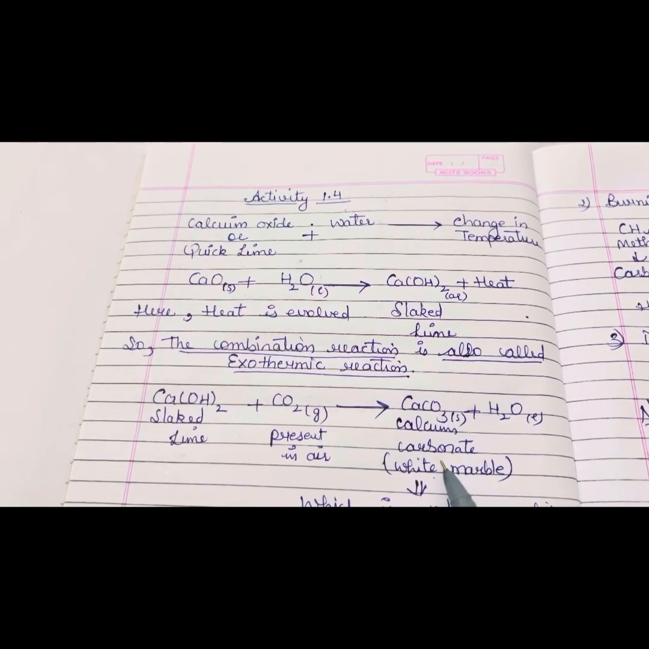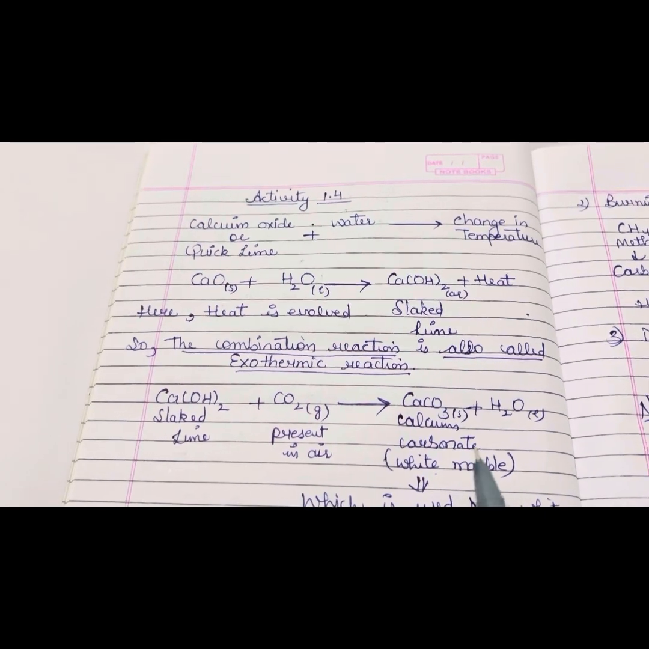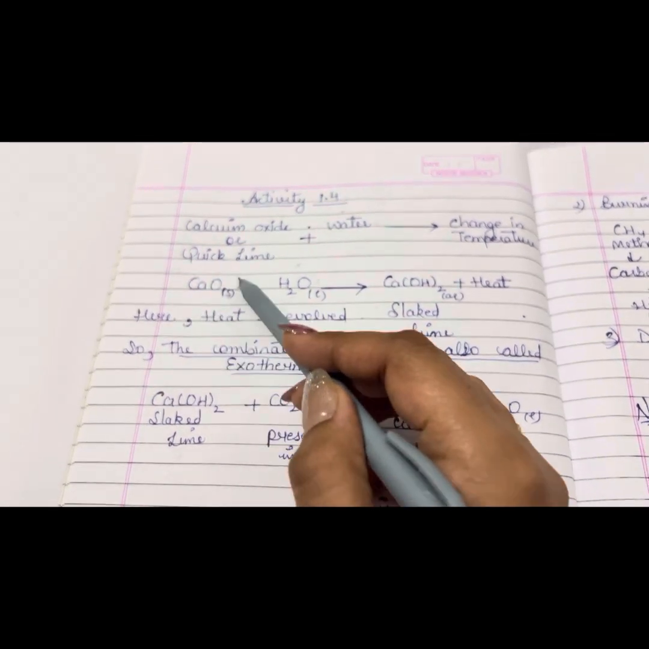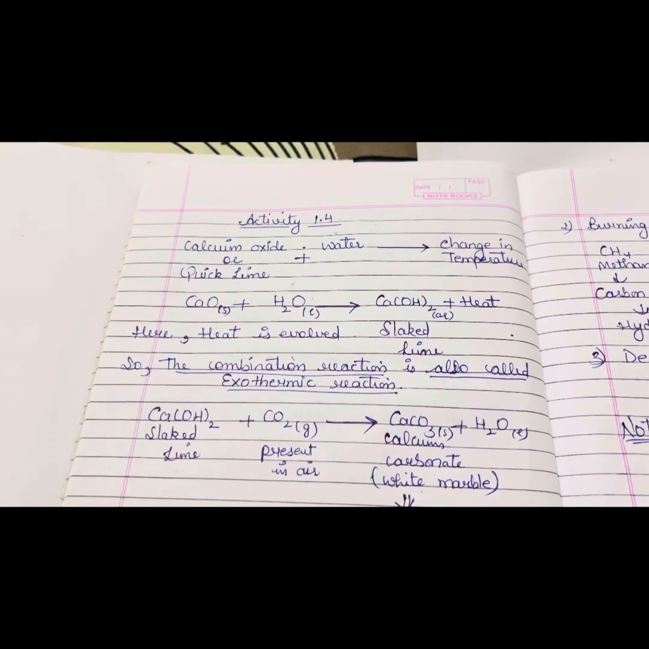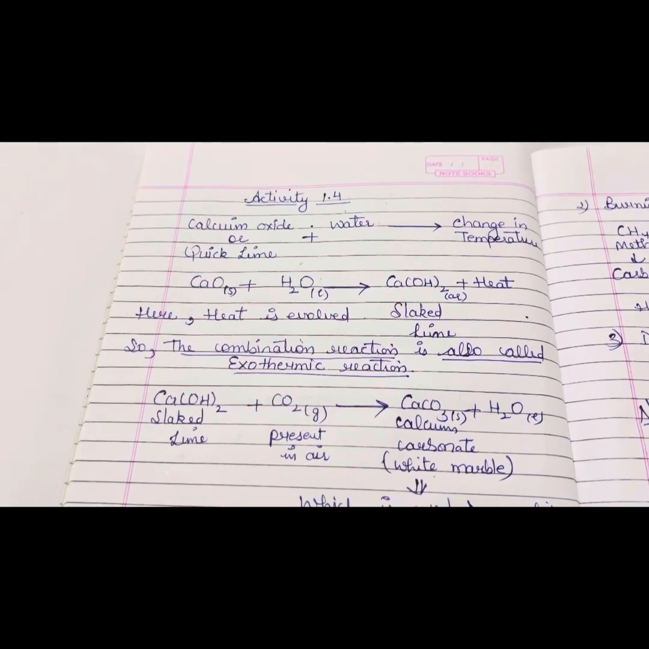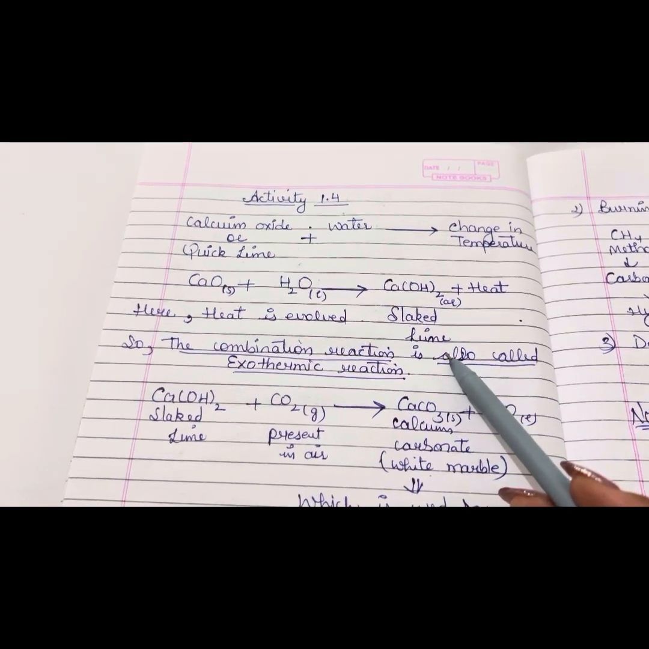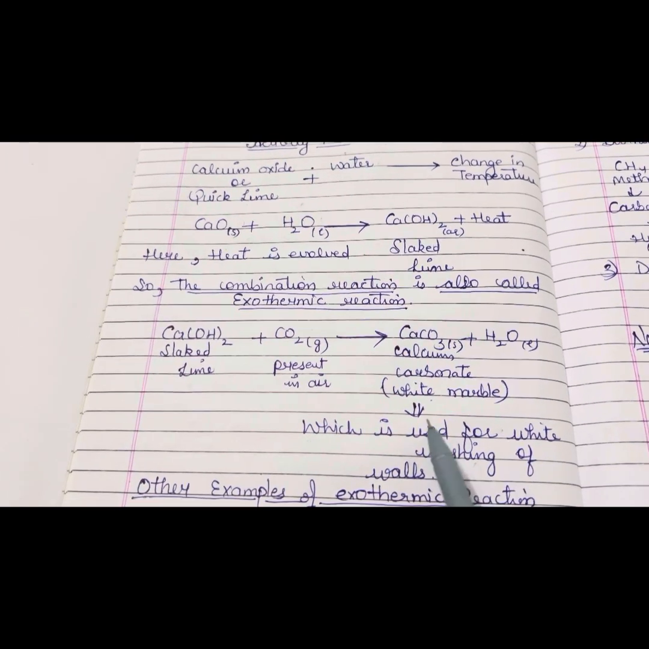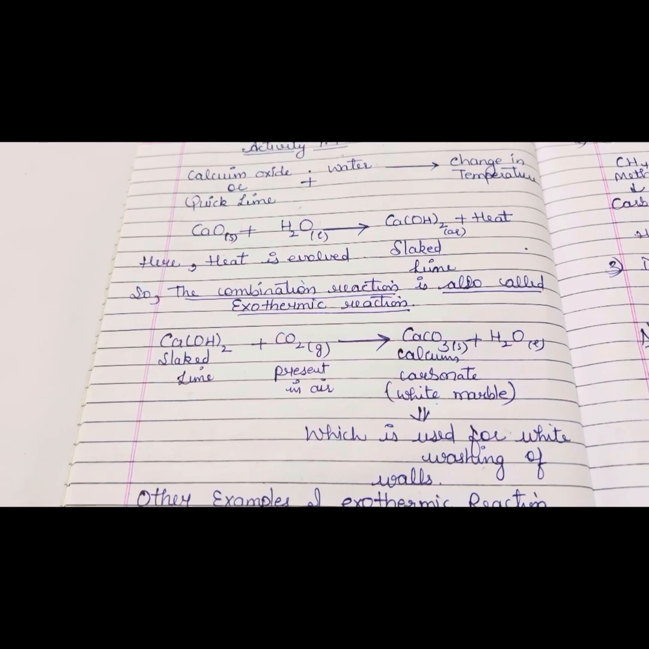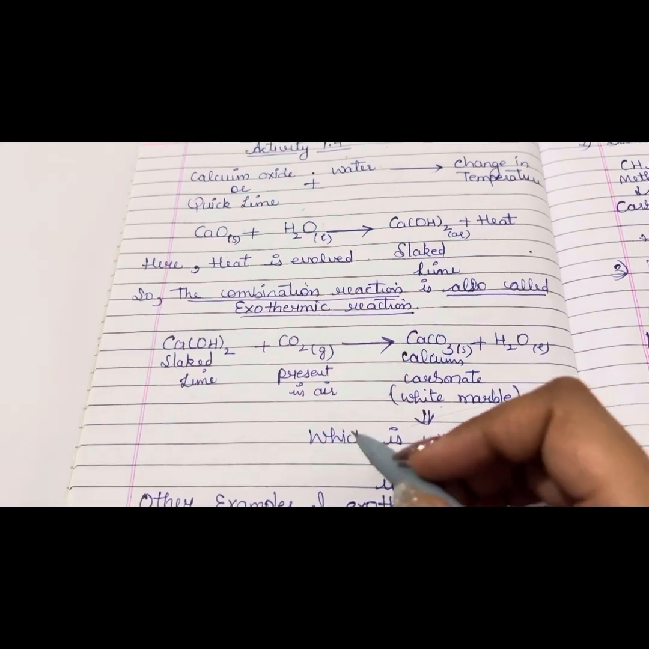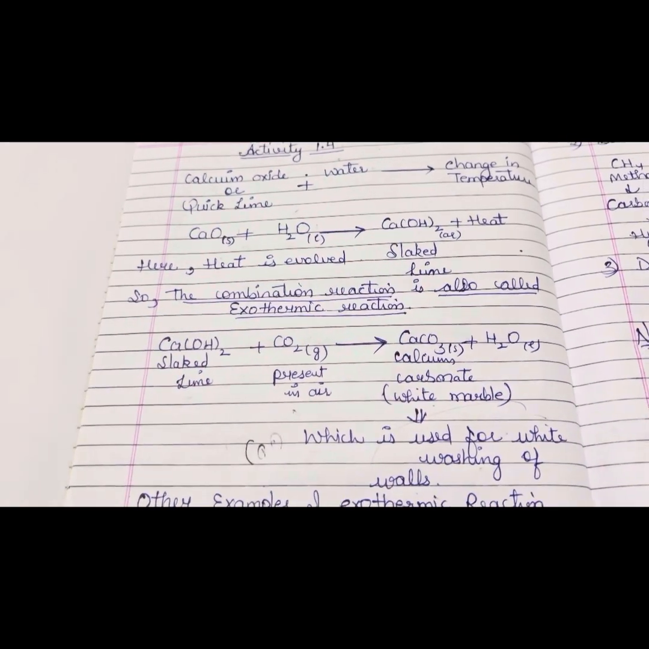That means, in this topic the question arises: which is used for whitewashing of the walls? Now you have to write this one, that is calcium oxide, which is known as quicklime. That means quicklime is used for whitewashing, and when this quicklime reacts with water it will form slaked lime. Now see here, this calcium carbonate is not used for whitewashing, but instead calcium oxide is used for whitewashing.